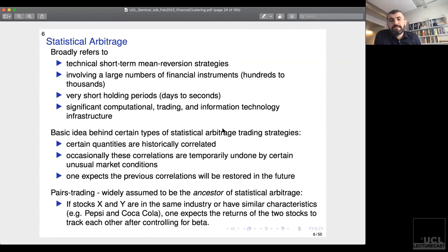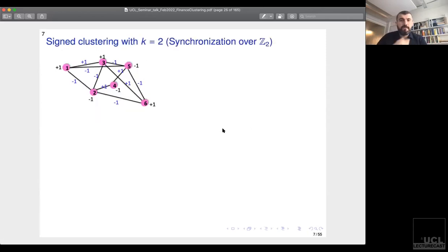But the idea here is to understand the correlation structure. So can we identify clusters of instruments that are extremely correlated? This is the task that we're going to be solving here. So a small version of this problem, the simplest case that you can consider, is that of two clusters, so k equal to 2.